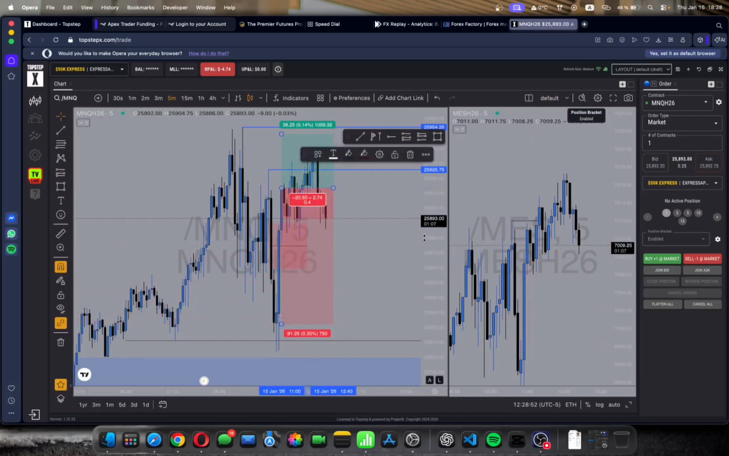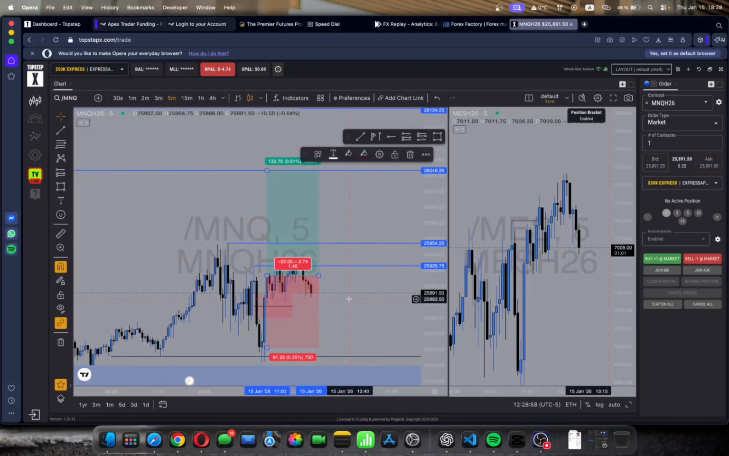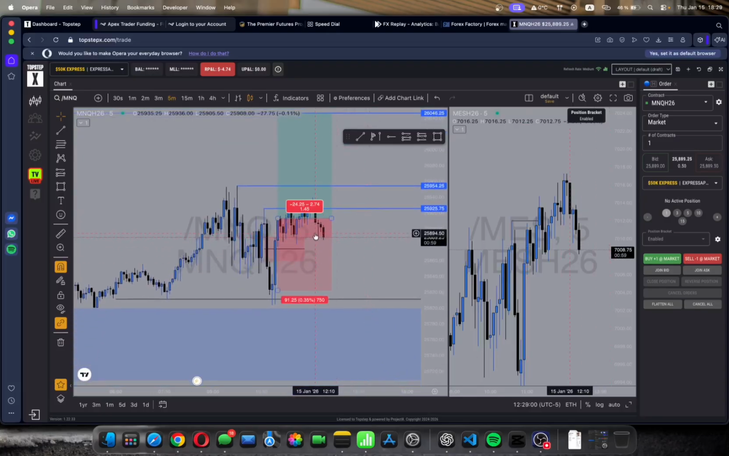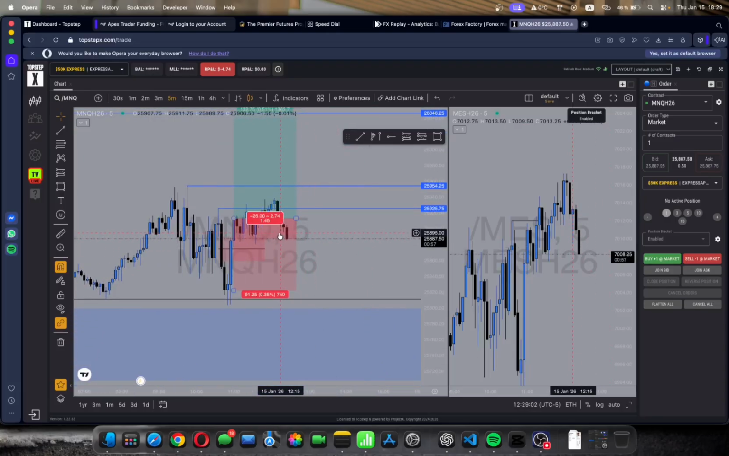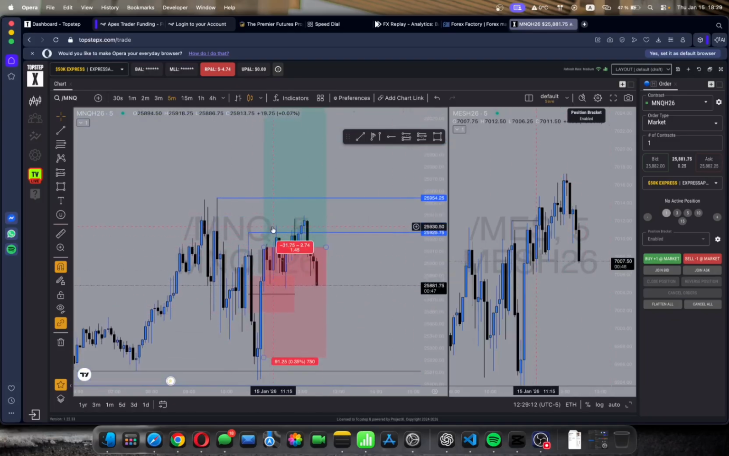Put my stops right here on the body close, and I wanted to see this high get hit for 1.45 R, yeah. And I was pretty confident that we would hit our break-even point because it was pretty close, and ES did not take it at the time.